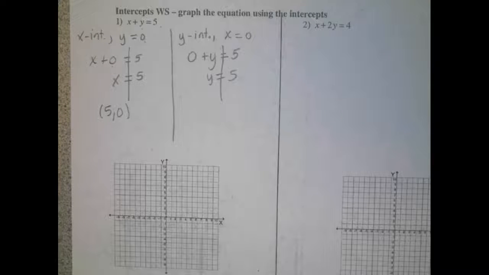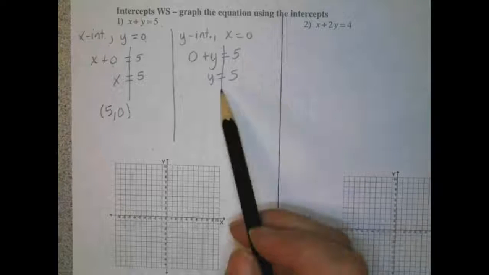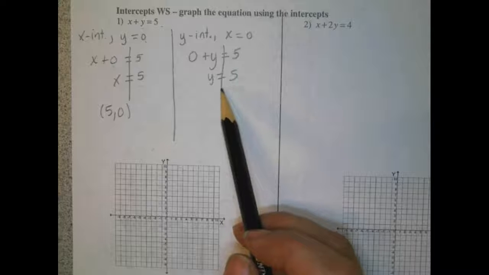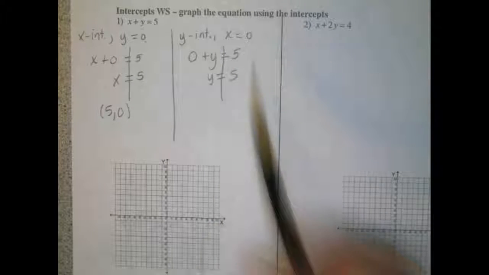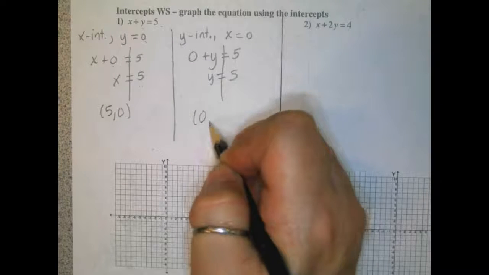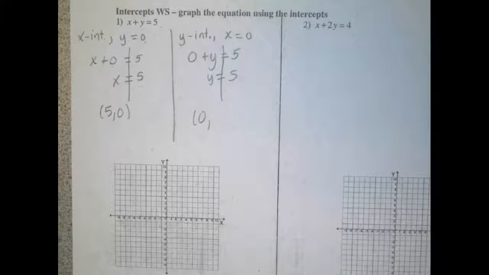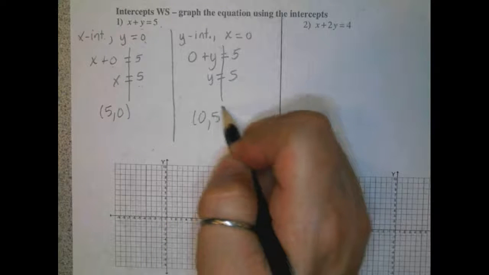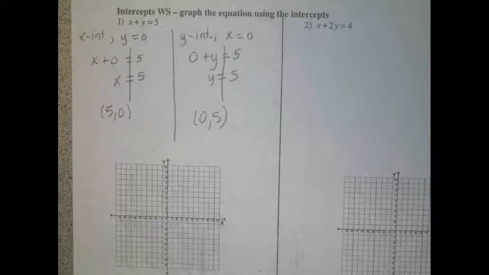Okay. So, what's my ordered pair going to be? What is the value of x in this equation now? So my ordered pair, remember x always before y, is 0. And what's my y value? What does y equal? So my y value is 5.